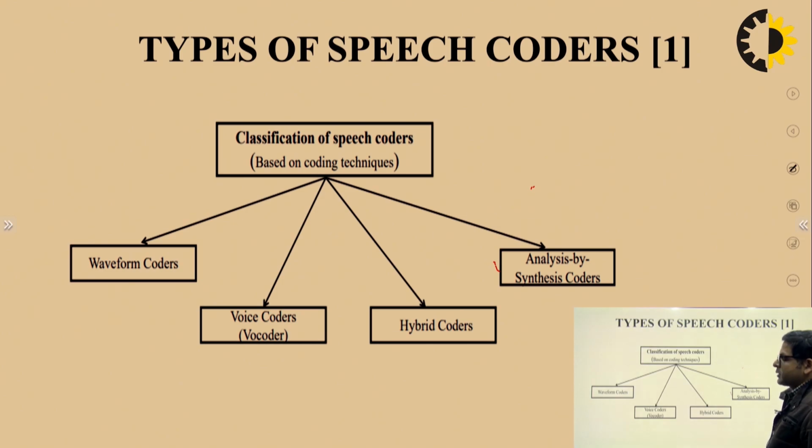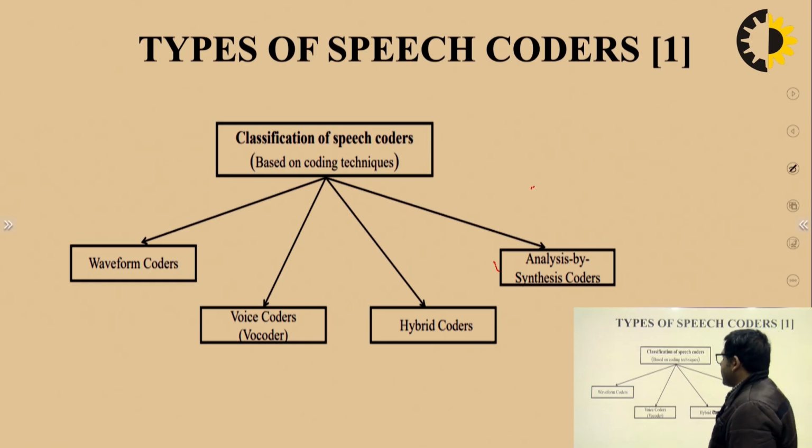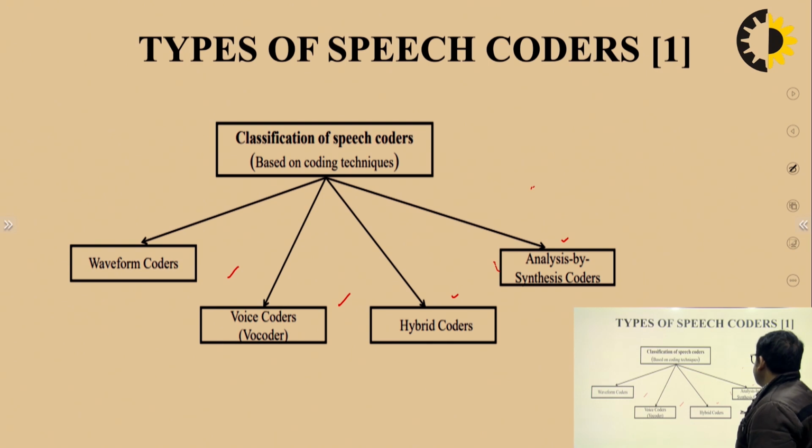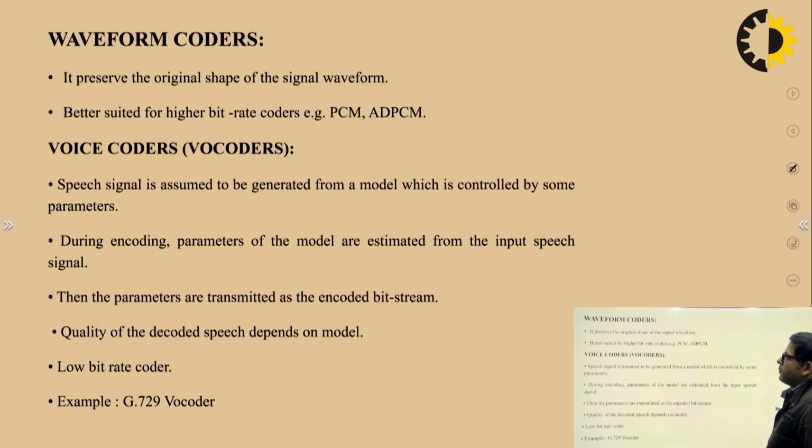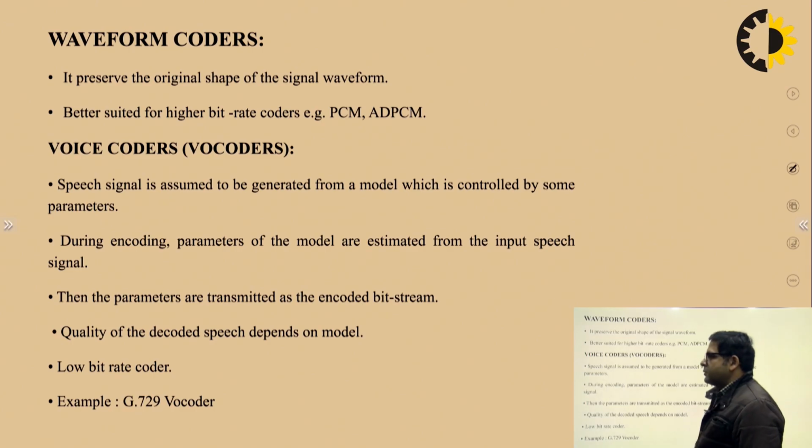Now we will discuss the types of speech coders. Based on the coding techniques, we have four types of coders: waveform coders, voice coders, hybrid coders, and analysis by synthesis coders. In a waveform coder, the original shape of the signal waveform is preserved, and this is better suited for high bit rate coders like pulse code modulation and adaptive delta pulse code modulation.